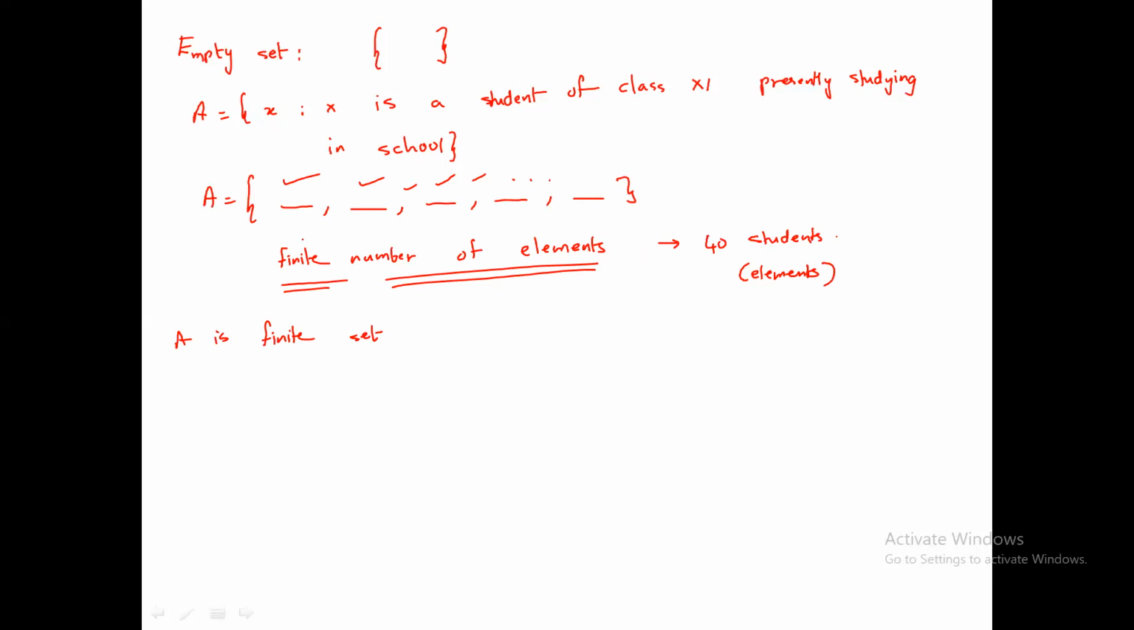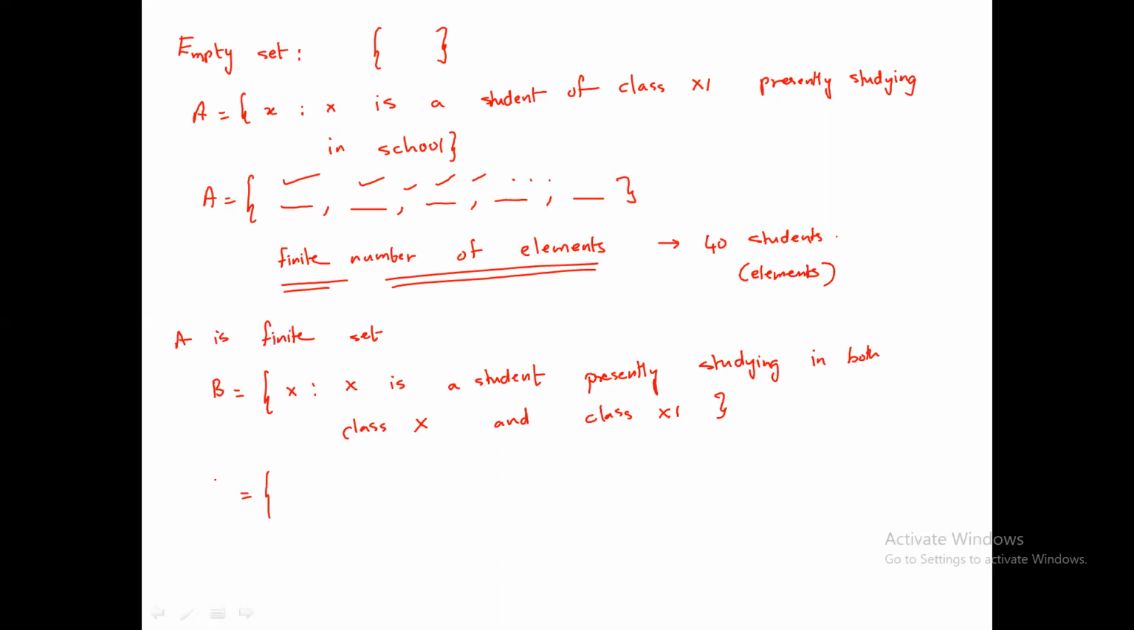Now we will write another set. B is a set X such that X is a student presently studying in both class 10 and class 11. So I have to go to the school. I have to see the students. I have to go to class 10. I have to count the number of students. I have to go to class 10, 11, count the number of students.